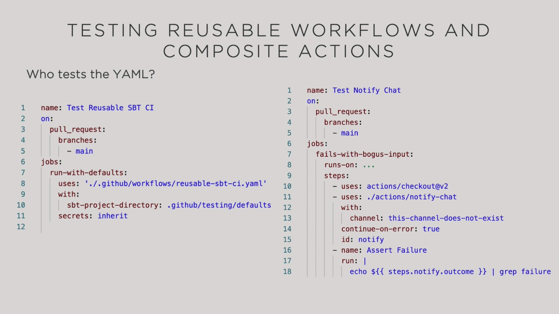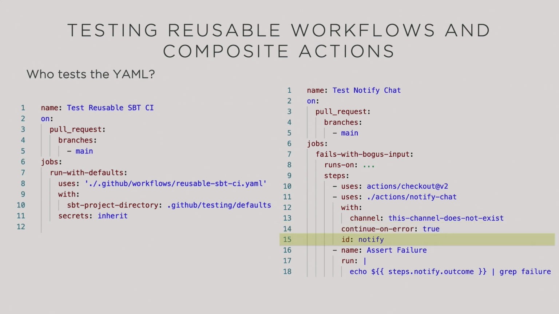On the right, you can see we're testing the notify chat action that I talked about before. This case is a little bit more interesting because we're actually testing that when we give it a bogus input, it should fail. It shouldn't silently succeed and then fail to send the message. So we check out the source code, which includes our composite action. We reference the composite action, and we pass it a bogus channel. Then we provide this continue-on-error flag, which says this job should continue running even if this individual step has failed, which is important.